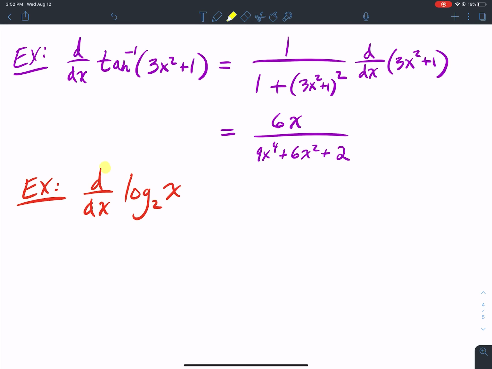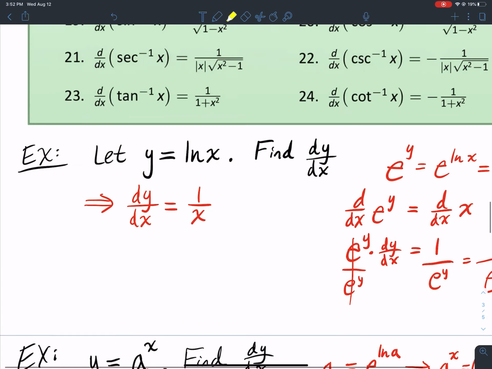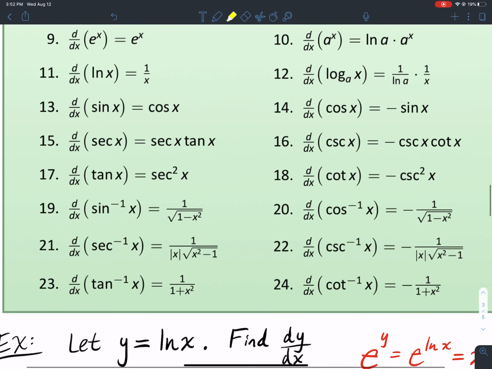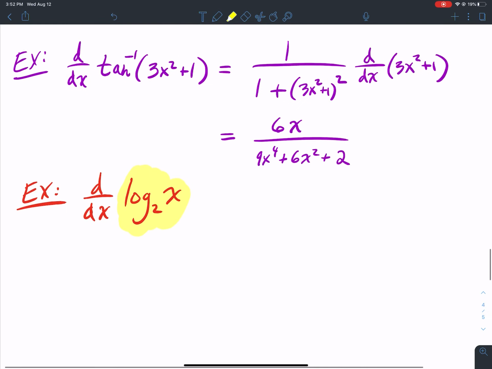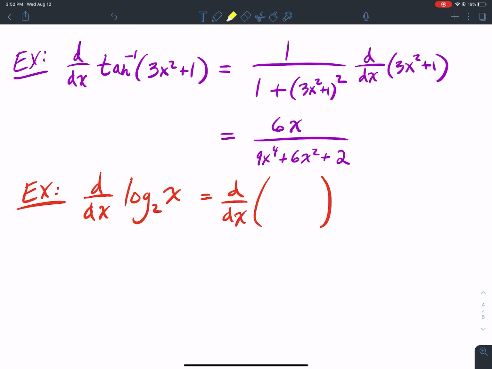Okay. Now we come to the derivative of the log base 2 of x. The first thing I'm going to do is convert this into a form that I know how to take a derivative of. And to do that, I need the change of base rule. Because I know that the derivative of ln x is 1 over x, I need to convert this log base 2 into a base e. How do I do that? Well, I use the change of base rule.